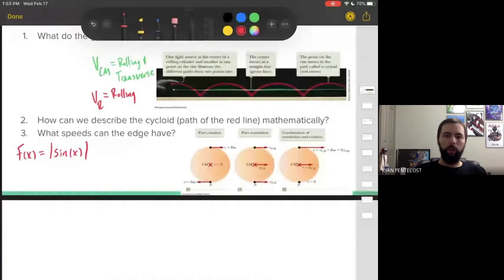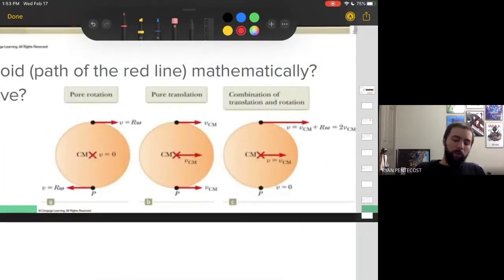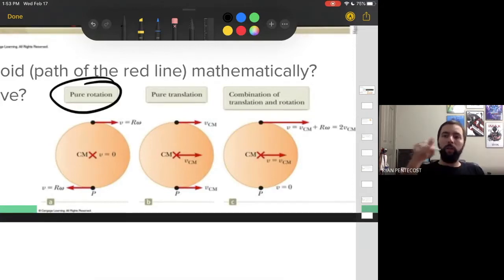Now, what speeds can the edge have? So let's look at this demonstration or this image down here. Here we have pure rotation. That means that it's not moving, it's just rotating in place. Don't imagine that it's on a surface. Imagine that it is just rotating in space with no surface touching it. You have the edges, they are rotating with V equals R omega. We'll go over that R omega in a minute. And then that center of mass goes nowhere, right? Because it's just rotating. It's not rolling, it's just rotating.